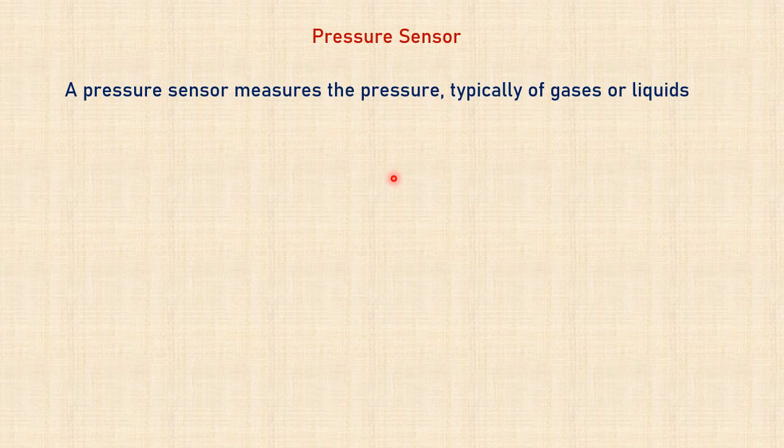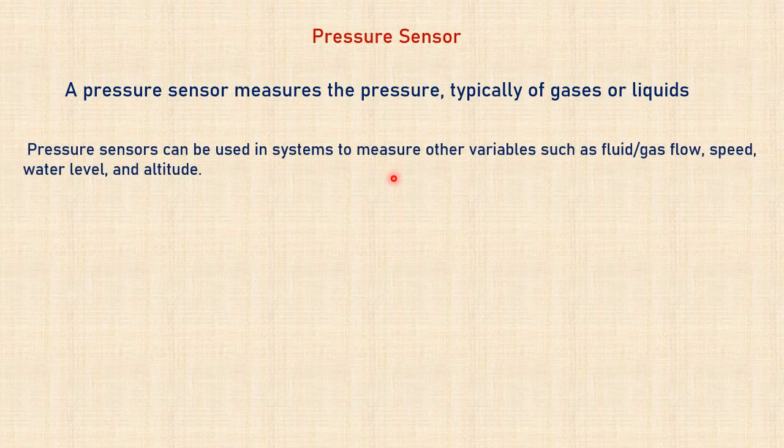Students, now let us try to understand pressure sensor. So now, how to measure pressure? Using these pressure sensors, we usually measure the pressure of gases and liquids. Now we can use these pressure sensors to know the fluid flow, the speed, the water levels, altitudes. Students, I was mentioning in my lecture 1 about the pressure sensors in aircrafts or rockets.